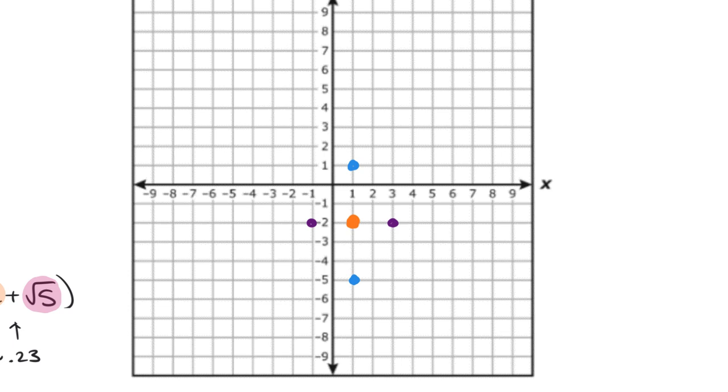And last but not least, we have our foci, which is at 1 comma negative 4.2-ish, and at 1 comma 0.23-ish. Again, it should visually be inside the ellipse on the same line as the center and the major vertices. And so we plot these points. That was not great. Let me try again.